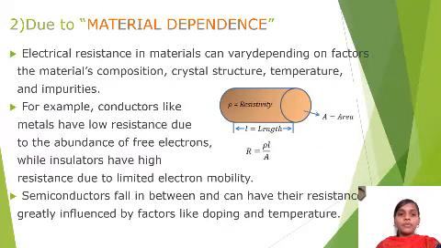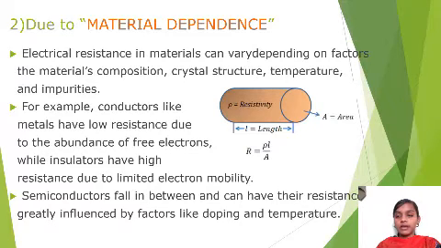Next, we are going to learn about sources of electrical resistance due to material dependence. Electrical resistance in materials can vary depending on factors such as material composition, crystal structure, temperature and impurities. For example, conductors like metals have a low resistance due to the abundance of free electrons, while insulators have high resistance due to limited electron mobility. Semiconductors fall in between and can have their resistance greatly influenced by factors like doping and temperature.